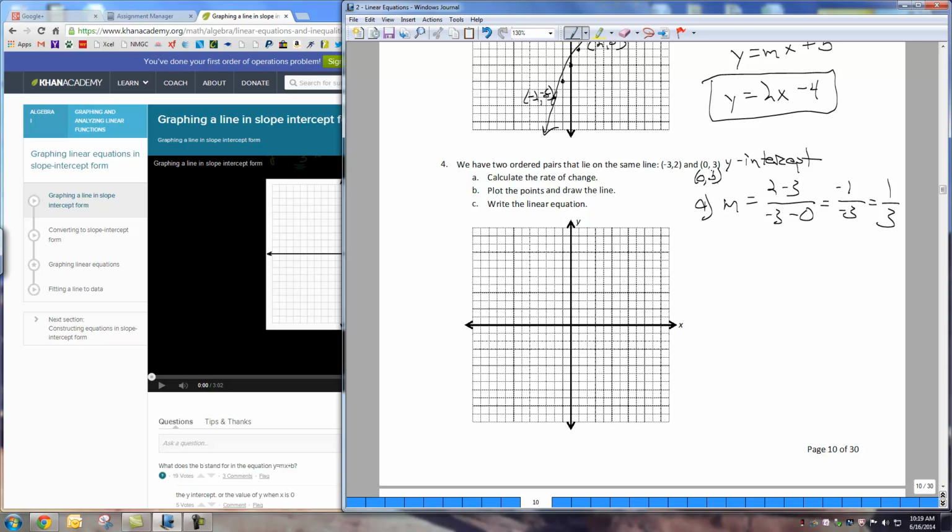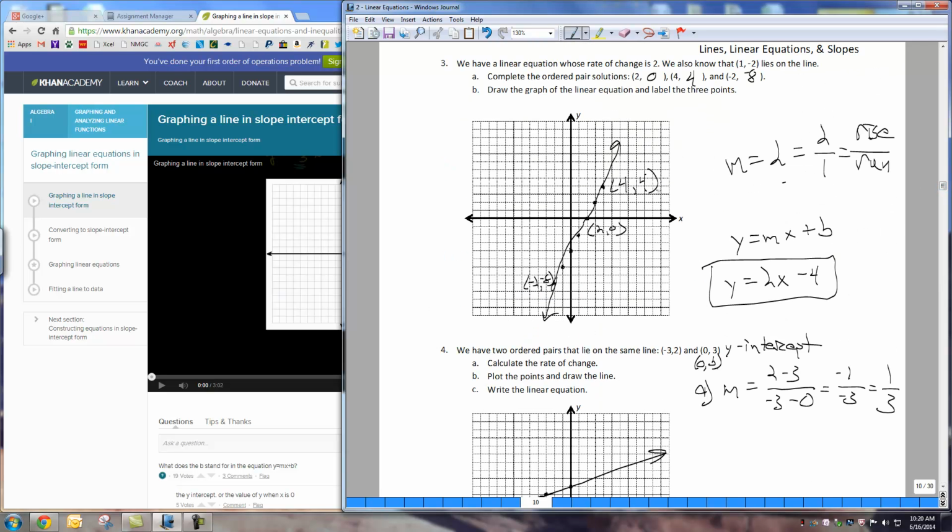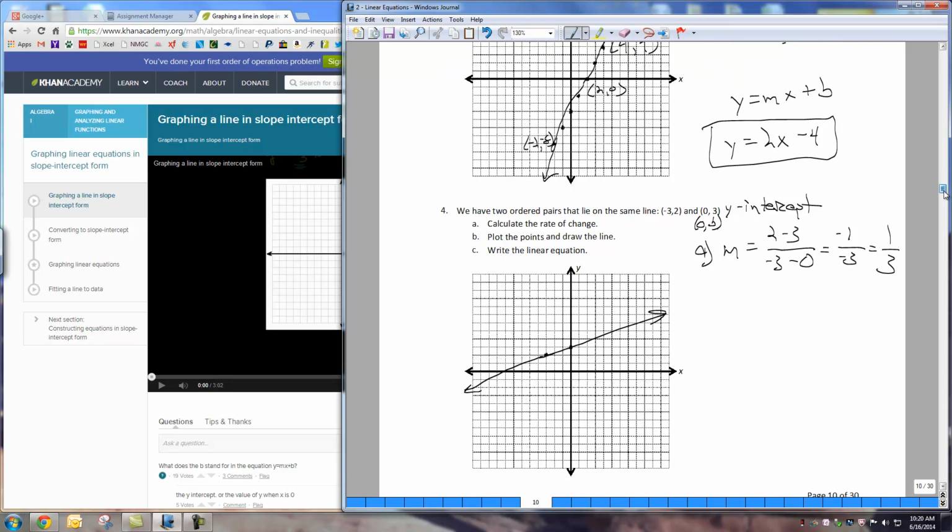So let's plot those 2 points, 0, 3. So 0, 1, 2, 3, right there. And negative 3, 2. So 1, 2, 3, 1, 2, right there. So there's our line. Notice it's pretty flat, right? It doesn't have a quick incline like this line. This line had a big slope. It had a slope of 2. This line only has a slope of 1/3, so it's not gaining nearly as fast. So that's why the line looks a little bit flatter.